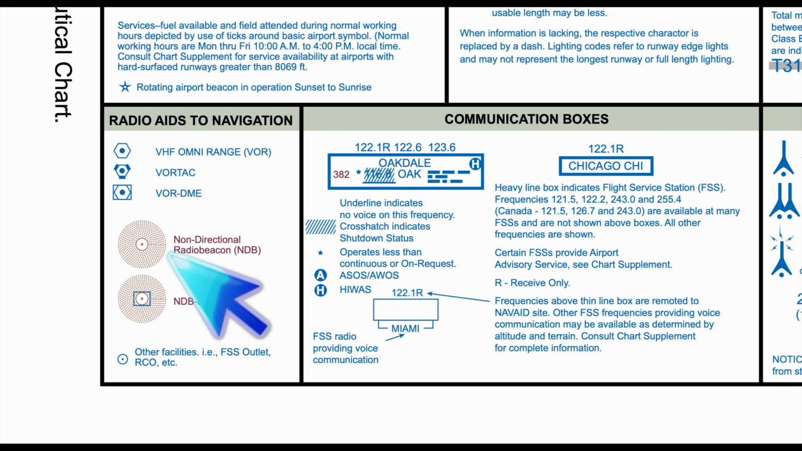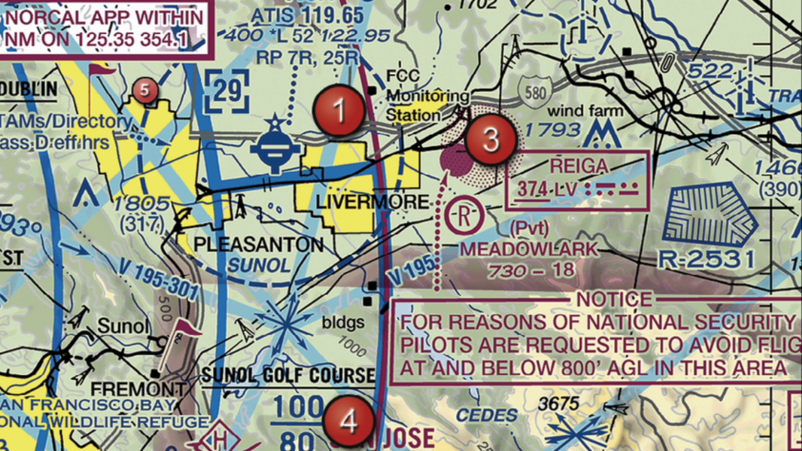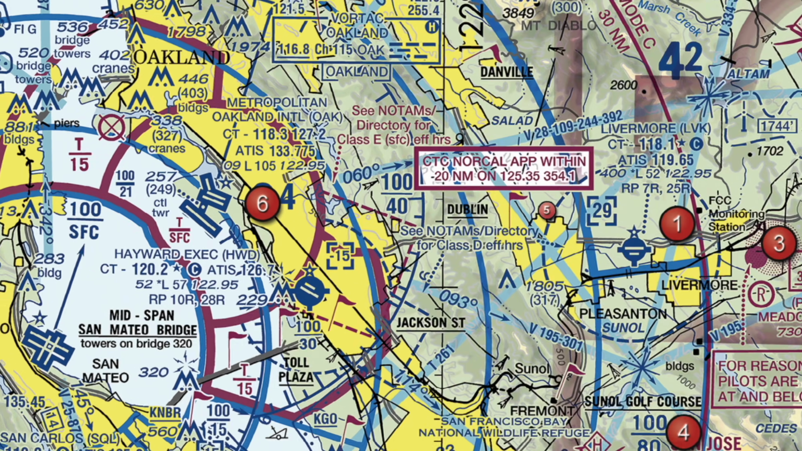This is a non-directional beacon. It's basically a radio transmitter, and pilots will tune in to this signal, and whatever direction they happen to be flying in, the instruments will always point back to this beacon. So remember, that's a non-directional beacon, but pay attention to where those arrows are pointing when you see those notices, okay? That's very important. Let's go find some more symbols.